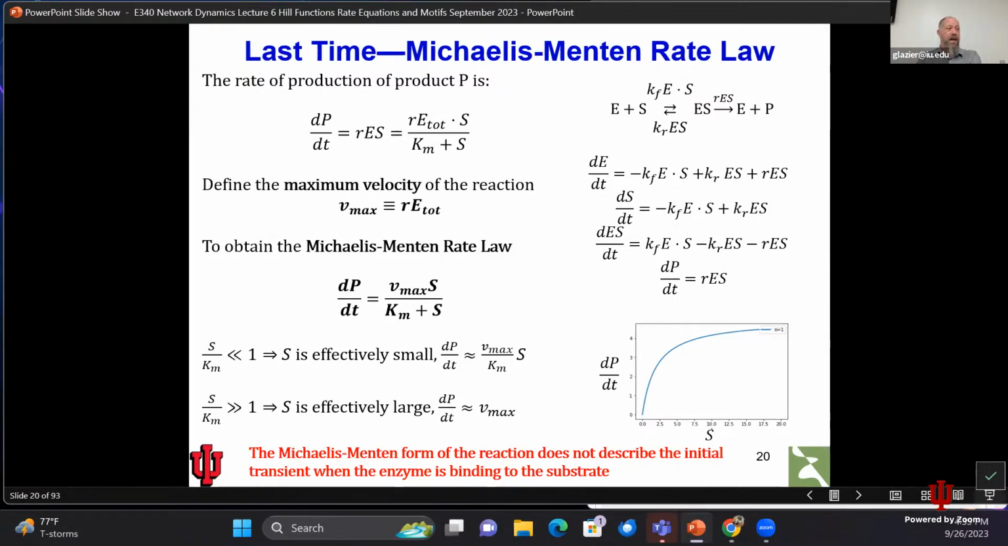And Km is the half maximal value, because when S equals Km, the rate of production is Vmax over 2. So we have a rate of production which is half of the maximal value. There are a lot of situations in which we hear parameters that are called half max, so this is one of our half max examples. Remember that when S is large, dP by dt is Vmax. When S is small, dP by dt is Vmax over Km times S. Those are the two limits, and it's a smooth interpolation between them.